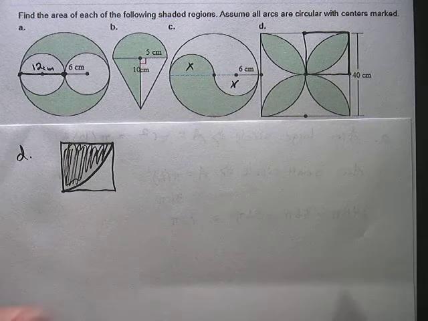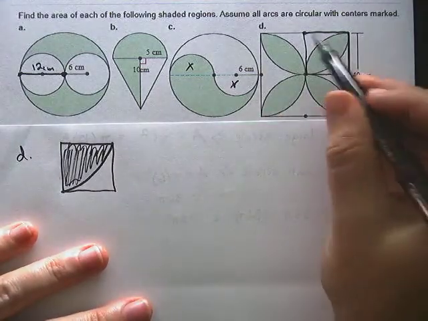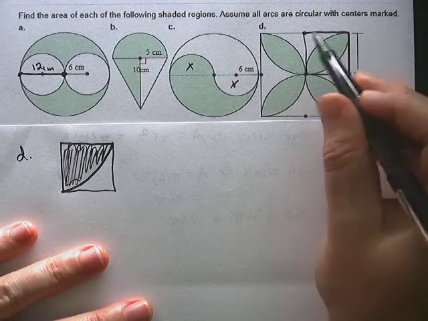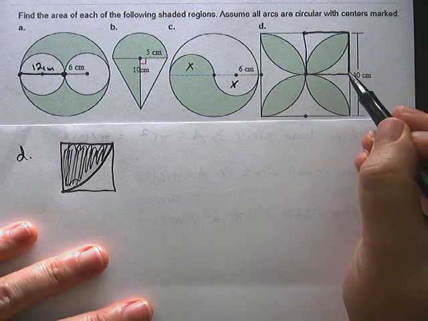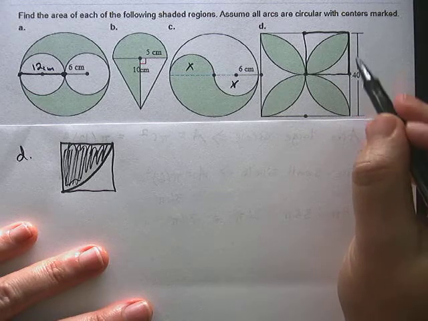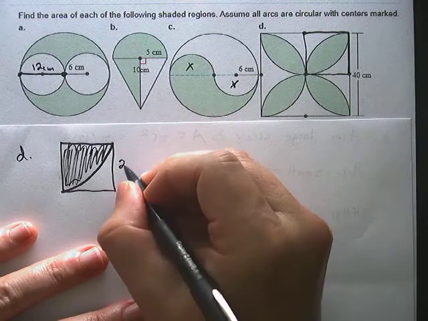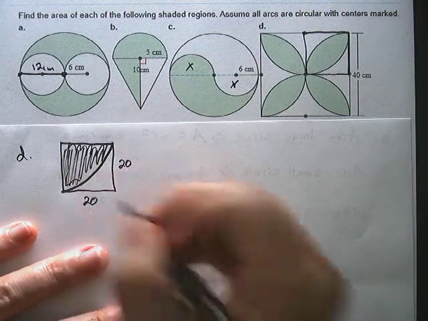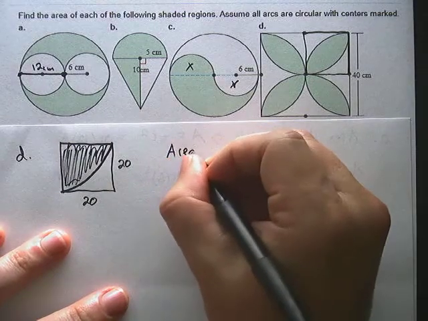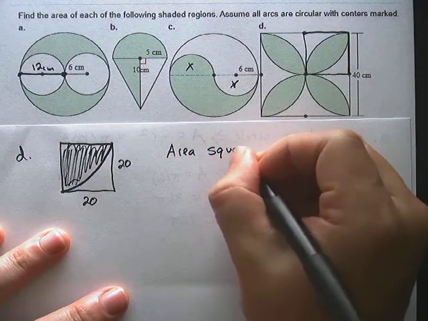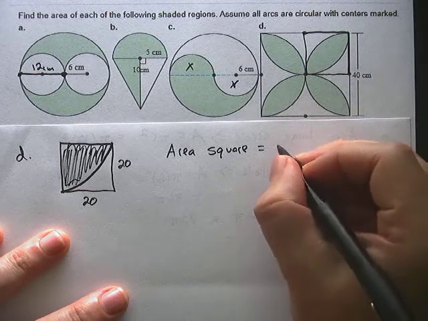Okay, so what is the side length of this square? Not the big one, just this one. Okay, so we know that the side length of the big one is 40, right? Looks to be half of that. So we know that this right here and this right here has to be 20. So this is 20 by 20. That's centimeters. Okay, so I know that the area of the entire square, shaded and unshaded together, is 20 times 20, or 400.